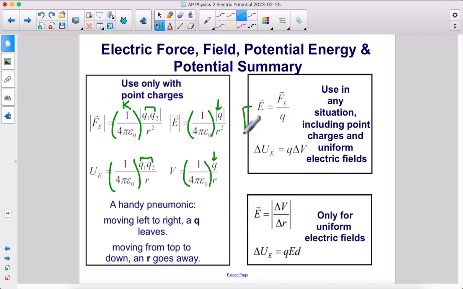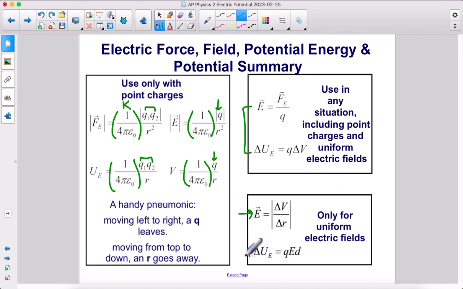Here we have two equations that can be used anytime, in any situation. Electric field is always equal to force per charge, and change in potential energy is always equal to the charge times the change in voltage. Here is our uniform electric field equation that shows that the electric field in a parallel plate capacitor is going to be equal to the voltage difference divided by the distance between the plates.